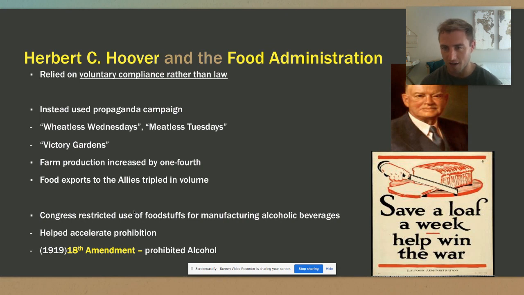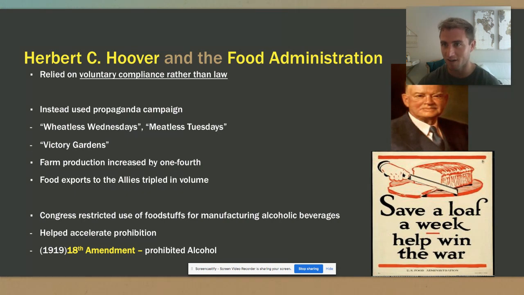He popularized, using propaganda, things like Wheatless Wednesdays and Meatless Tuesdays and Victory Gardens. All of these things were to preserve food so that you could send it overseas to the men and women fighting abroad. Farm production is going to increase. We're going to send more exports to the Allies, which of course is going to benefit the war effort in a big way. Also, because more of this food was supposed to be used for producing food and not for producing alcohol.